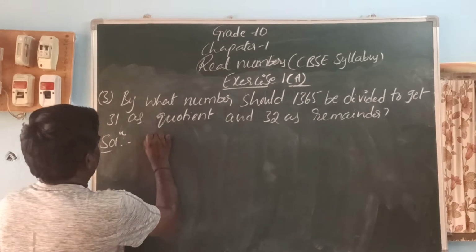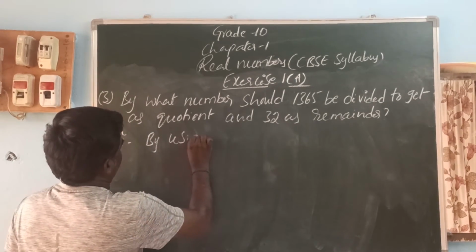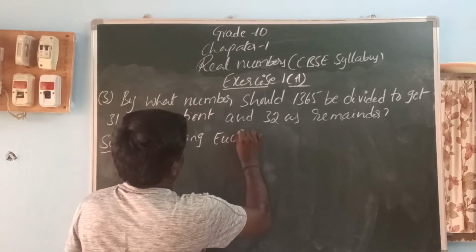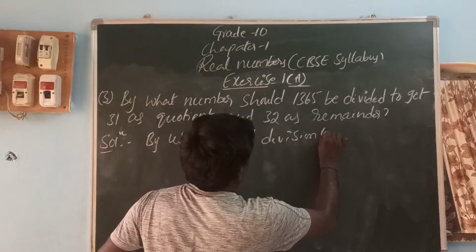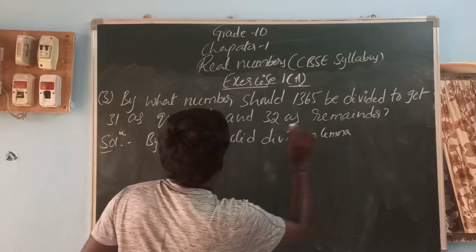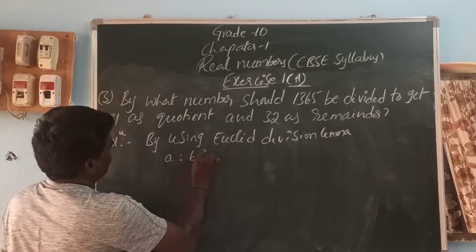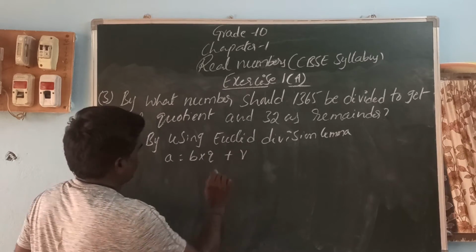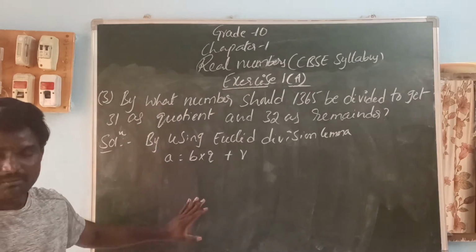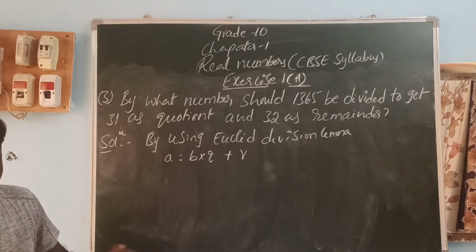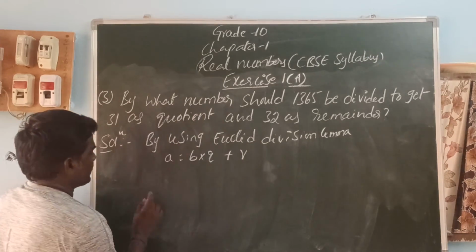So here, by using Euclid division lemma, dividend is equal to divisor into quotient plus remainder. In the last problem they asked for the dividend, but in this problem they are asking for the divisor. Which number divides? So here, what is the dividend?